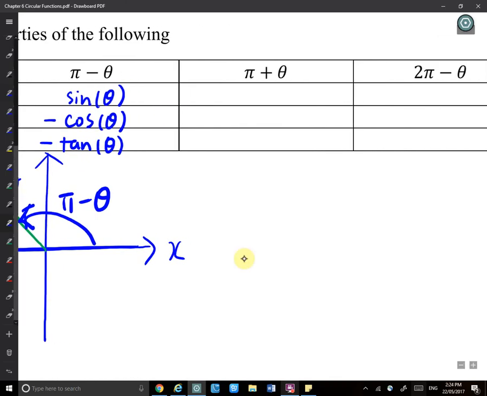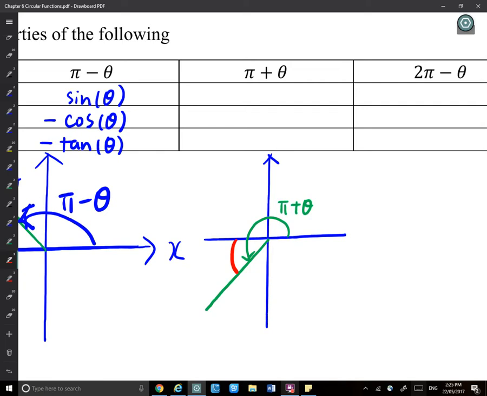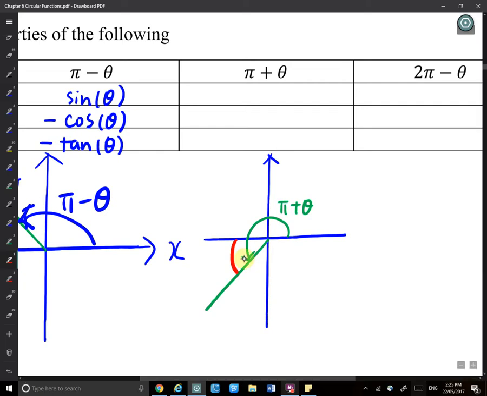Have a think about the next one, pi plus theta. Again, let's treat theta as an acute angle. If theta is an acute angle, then pi plus theta will be this angle here. Therefore, the reference angle will be this angle here, made with the x-axis. It's never made with the y-axis, it's always made with the x-axis. And therefore, we have angle theta as well.